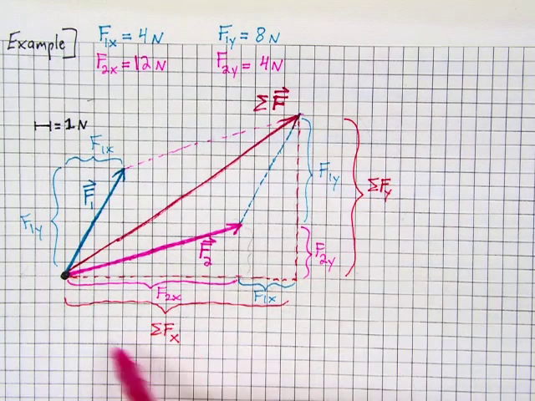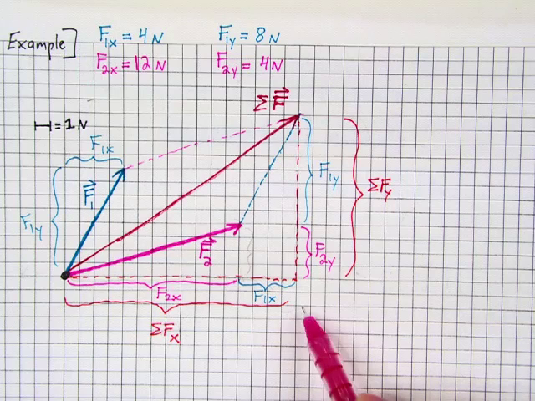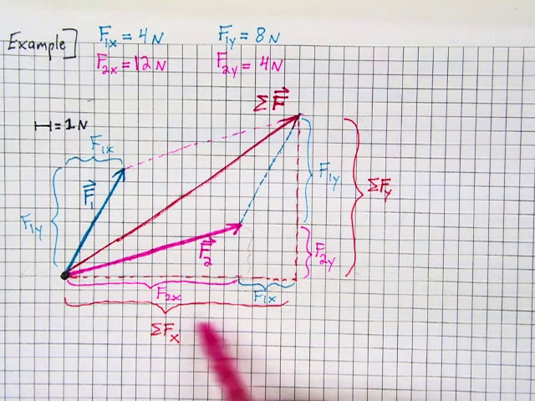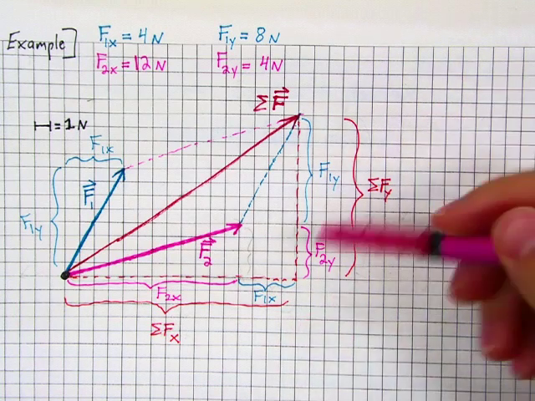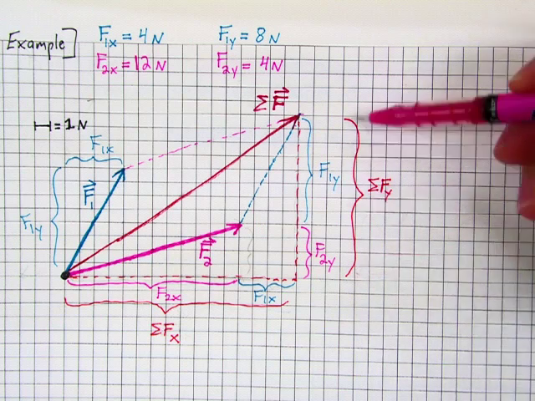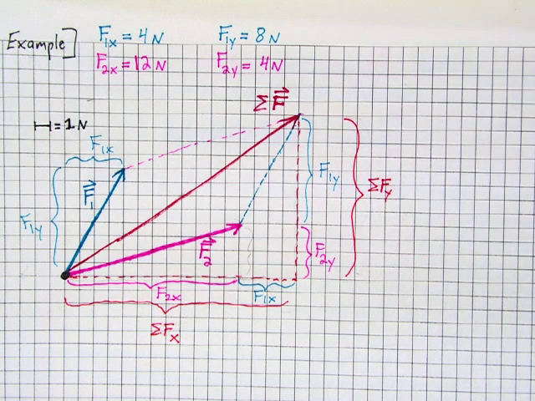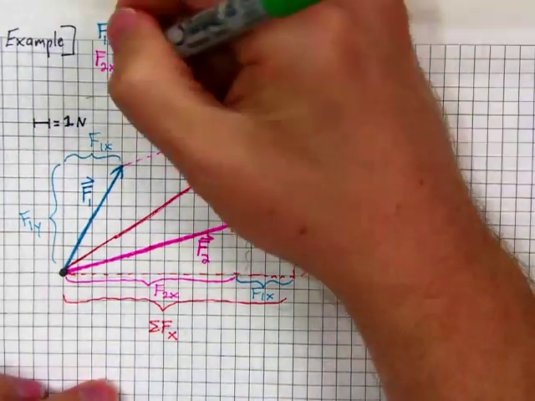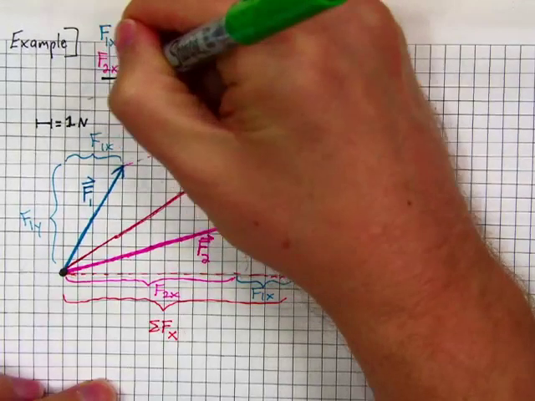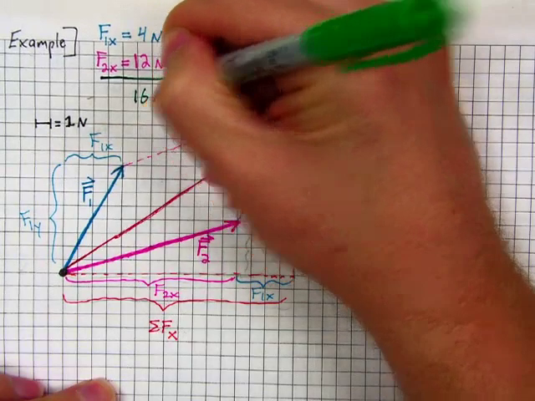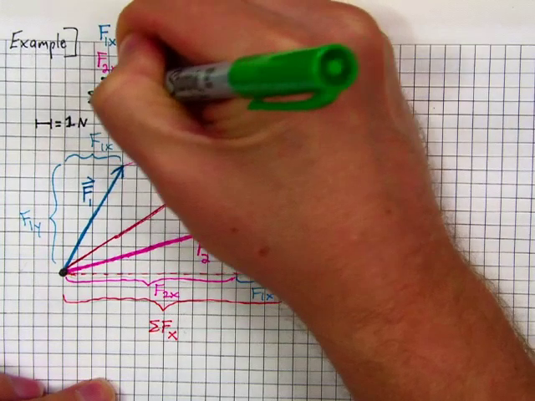So visually, we see that the x component of the net force is exactly equal to F2x plus F1x. That gives us the net force x component. Likewise, in the y direction, F2y plus F1y gives us the y component of the net force. And so, summing the two up here, we can get the x component of our net force just by adding these two x components. 12 and 4 gives us 16 newtons. That's the x component of the net force.